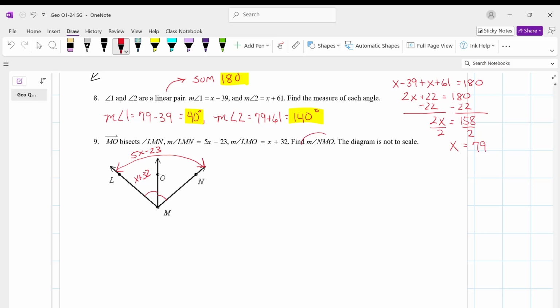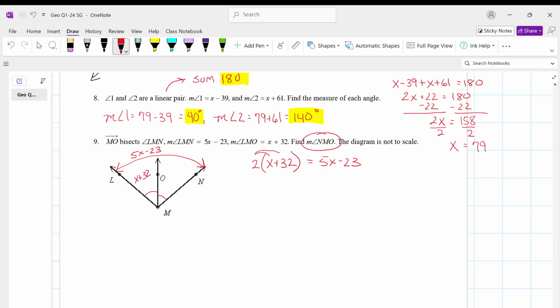Find the measure of NMO. So we need the measure of this other congruent angle. The two small angles are going to be the same. But look at the equation we got to write. We got to say that 2 times x plus 32, two of the small angles, equal the big angle, which is 5x minus 23. That's your setup. 2 times the smaller angle equals the big angle.